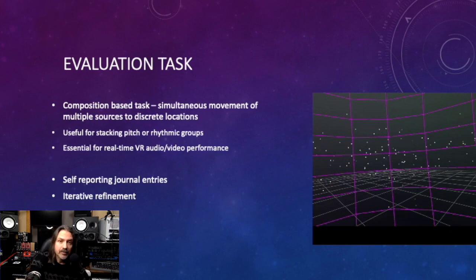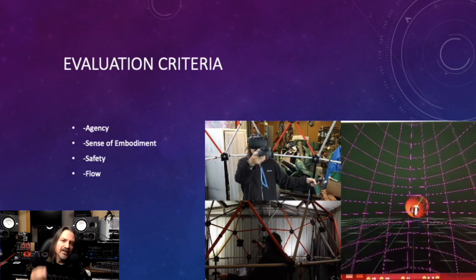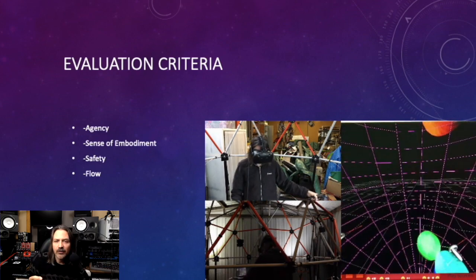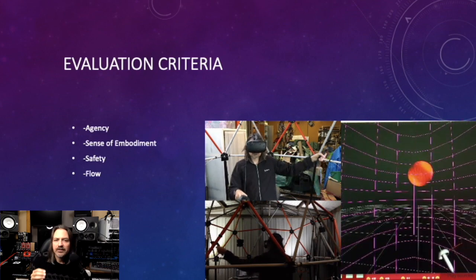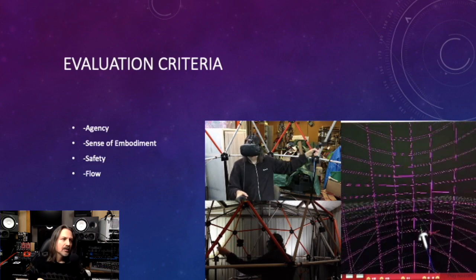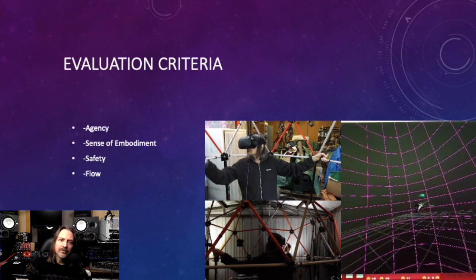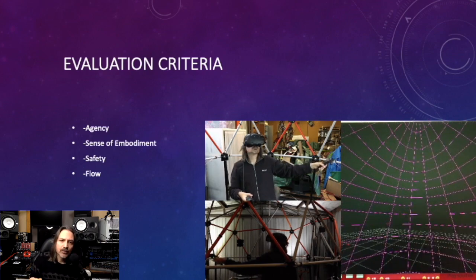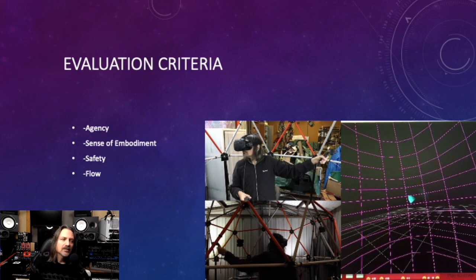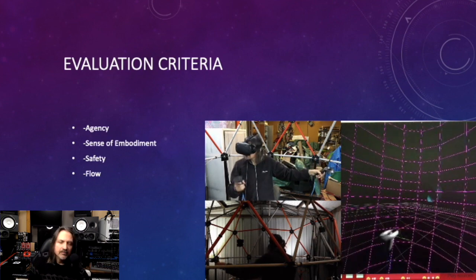Can I accurately predict the outcome of my actions? Do results flow naturally and quickly from actions? Around the sense of embodiment: Do I feel that I exist in the simulated environment? Do I feel that the sound sources exist in this environment with me? Around feelings of safety: Do I feel safe? Trying new ways of doing things. Are actions reversible or adjustable if they are wrong? And around flow: Do I feel engaged with the task? Is it playful?